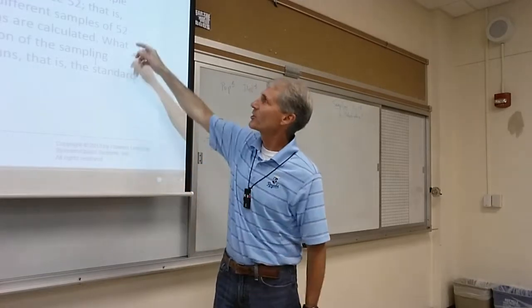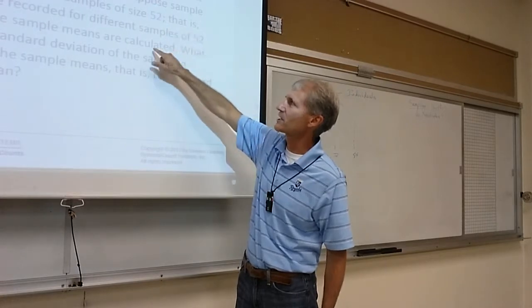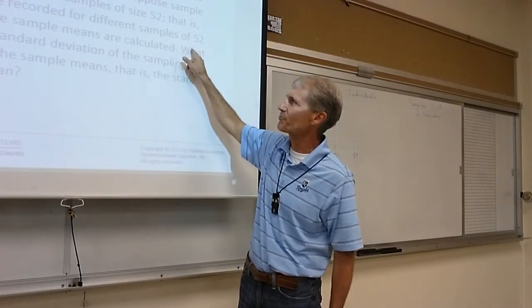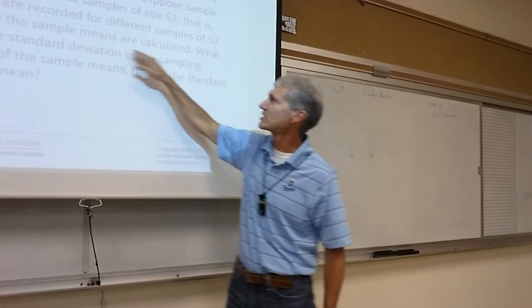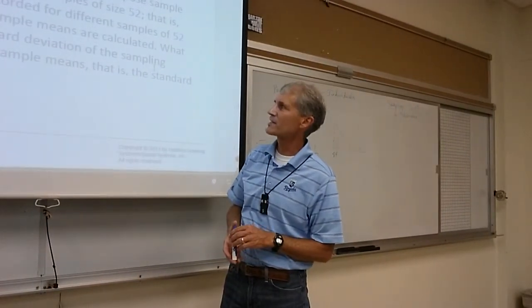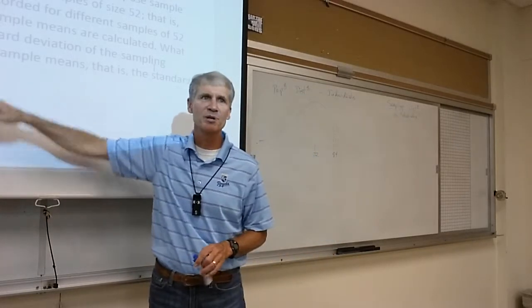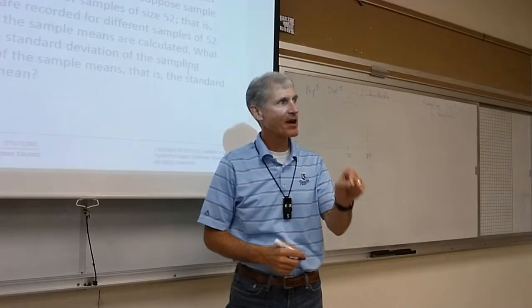So standard deviation is 72 cents. All right? Suppose means are calculated for samples of size 52. That is, ticket prices are recorded for different samples of 52 theaters, and the sample means are calculated. What would the standard deviation of the sampling distribution be? That is, the standard error of the mean. So compute the standard error of the mean from samples of size 52.